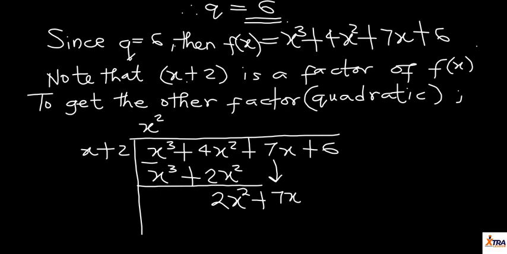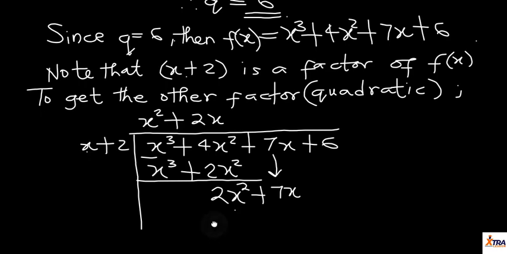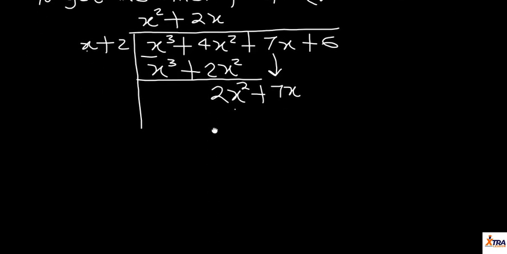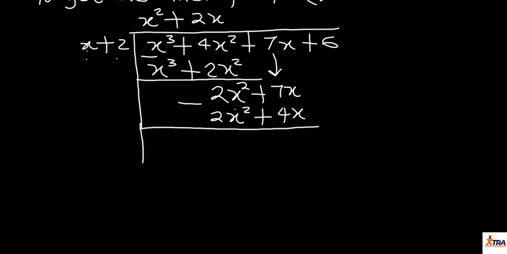Now I go to the next one: x in 2x squared gives me 2x. I say 2x times everything here. 2x times x gives me 2x squared. 2x times 2 gives me 4x. What do I do next? I subtract. 2x squared minus 2x squared gives me 0. 7x minus 4x gives me 3x. I can bring down the last value here.